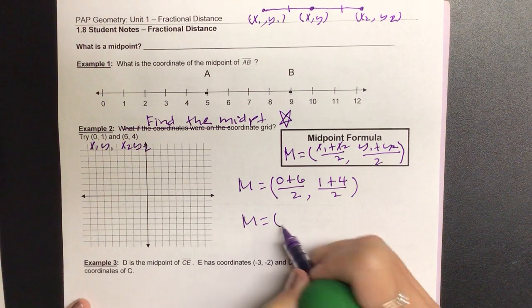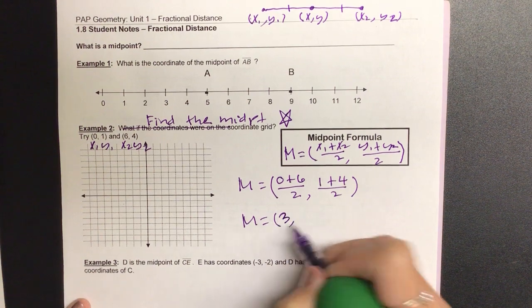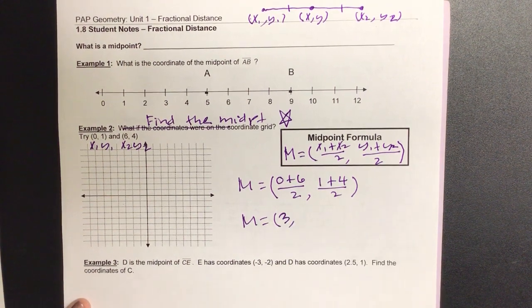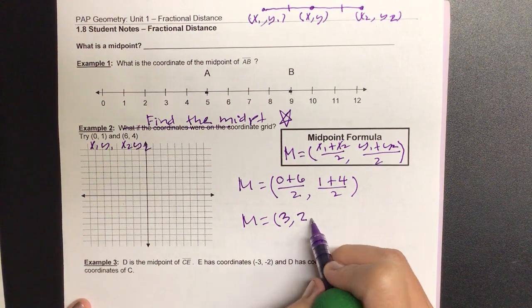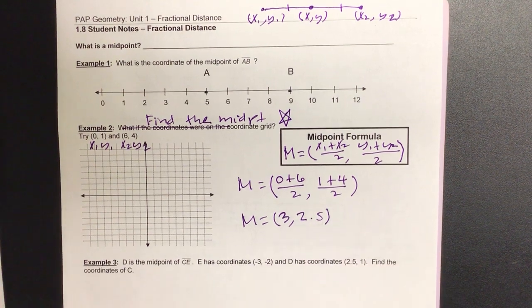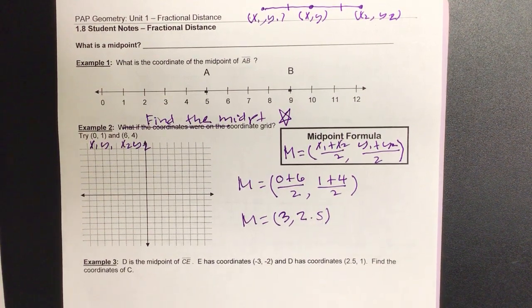And this one should be pretty simple. 6 over 2 is how many? 3. And then 1 plus 4 is 5, and I have 5 halves. You can leave it as 5 halves, but because it's a clean decimal, I'm going to write 2.5. Can you say 2 and 1 half if you want to? Yes. For sure.